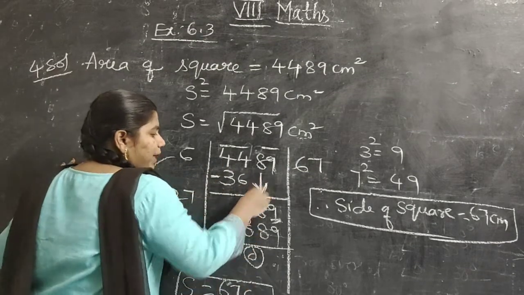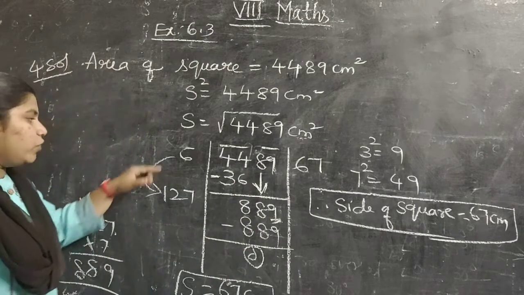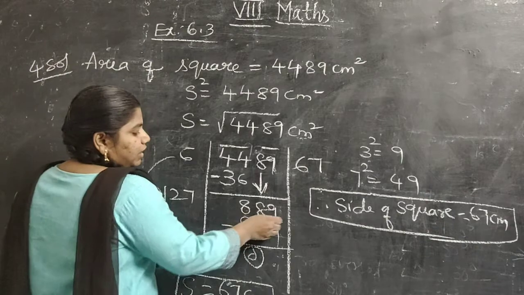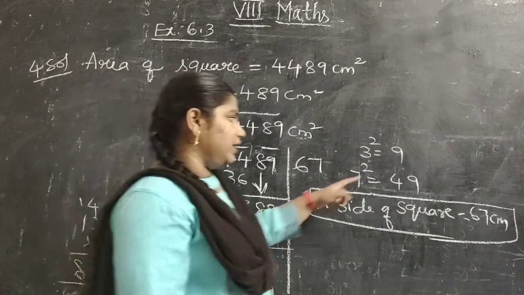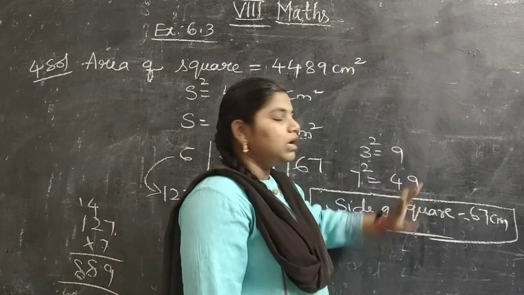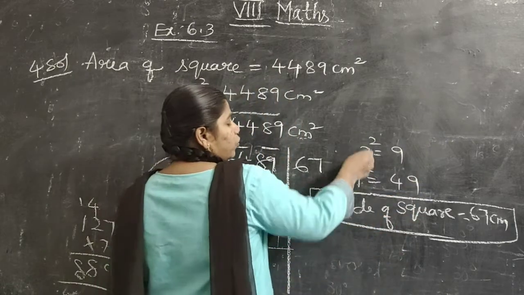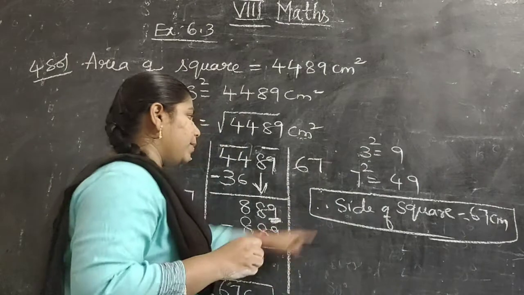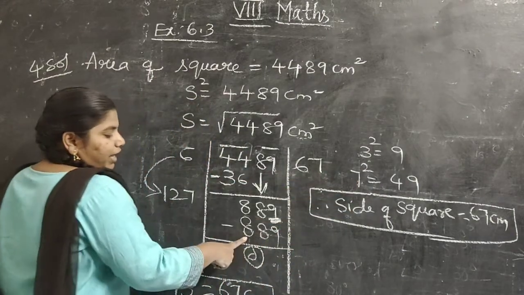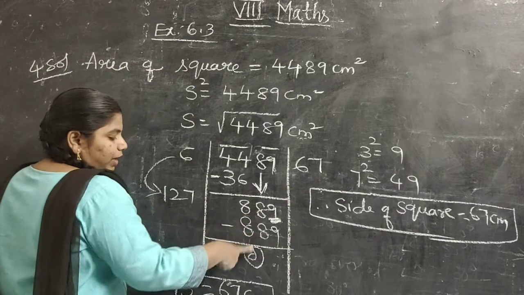Bring this whole pair down, that is 89. Now what will we do? Double this value, that is 12. What is the last digit? 9 here. Where will we see the digit 9? 3 square is 9 and also 7 square is 49. So the answer will be in these two terms only. So I am applying 7 there. 127, 7s are 889. So the remainder will be 0.